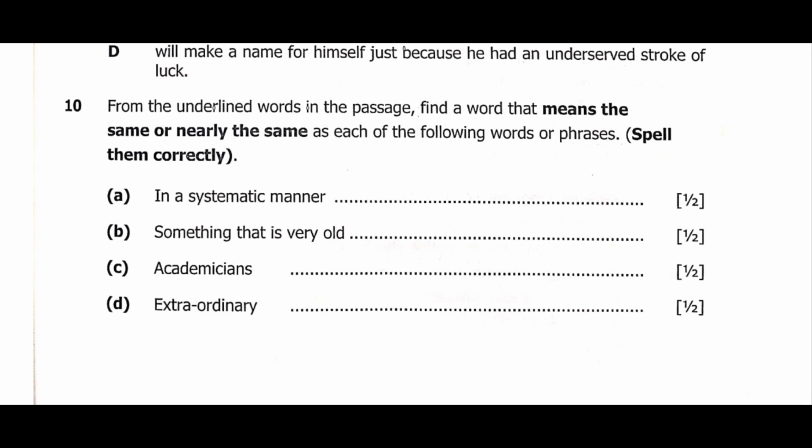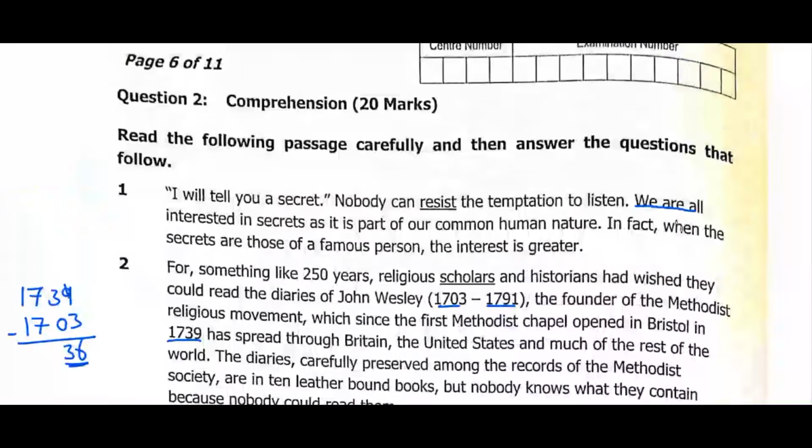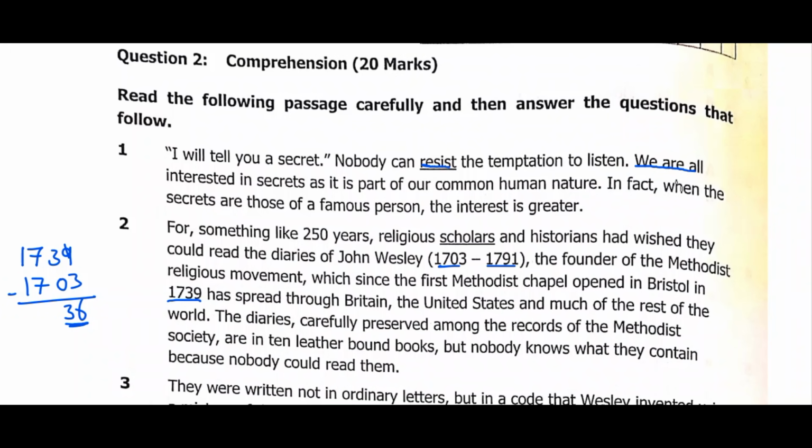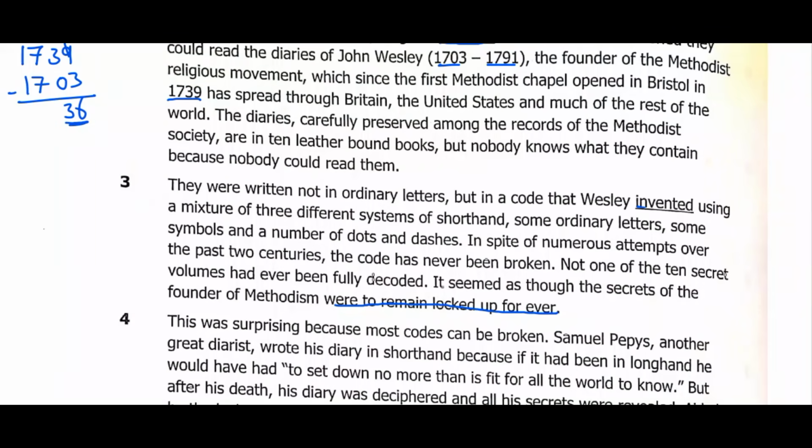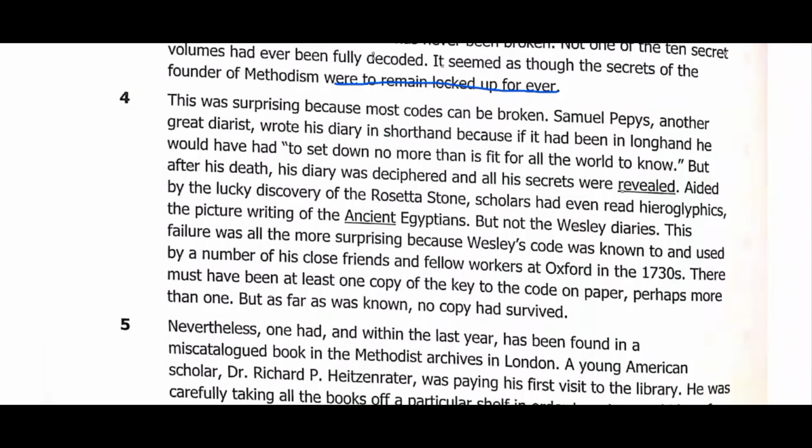From the underlined words in the passage, find a word that means the same or nearly the same as each of the following words or phrases. So spell them correctly. The first one we have is in a systematic manner. So let's look at the words that we have. From paragraph 1 we have resist. To resist is like to oppose. Then scholars, we are like academicians. Then let's look at paragraph 2. We have invent. It's like to make or to produce or to create. Then let's look at 4, revealed. Revealed is like to make something known, something that was a secret, known. Then ancient means something that is very old.